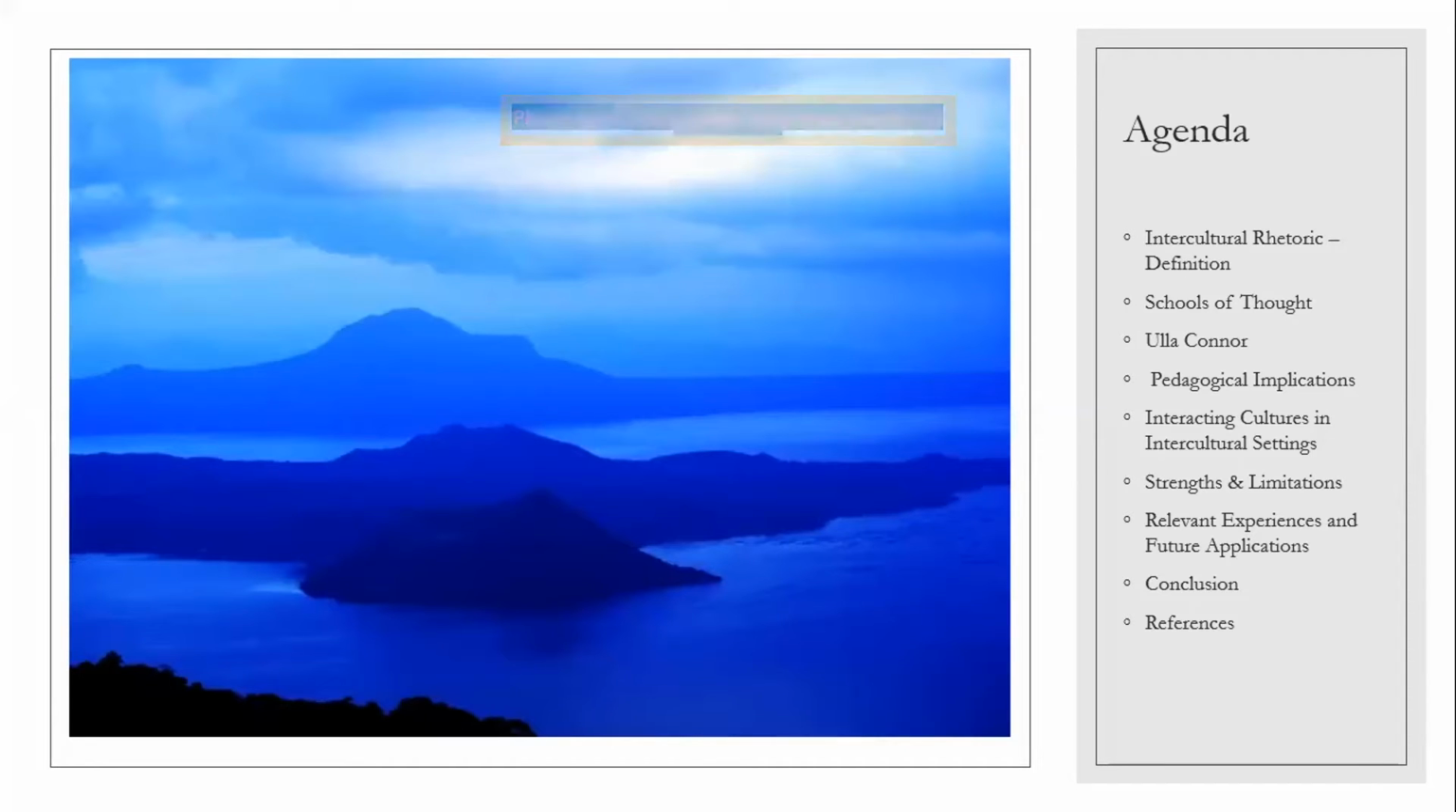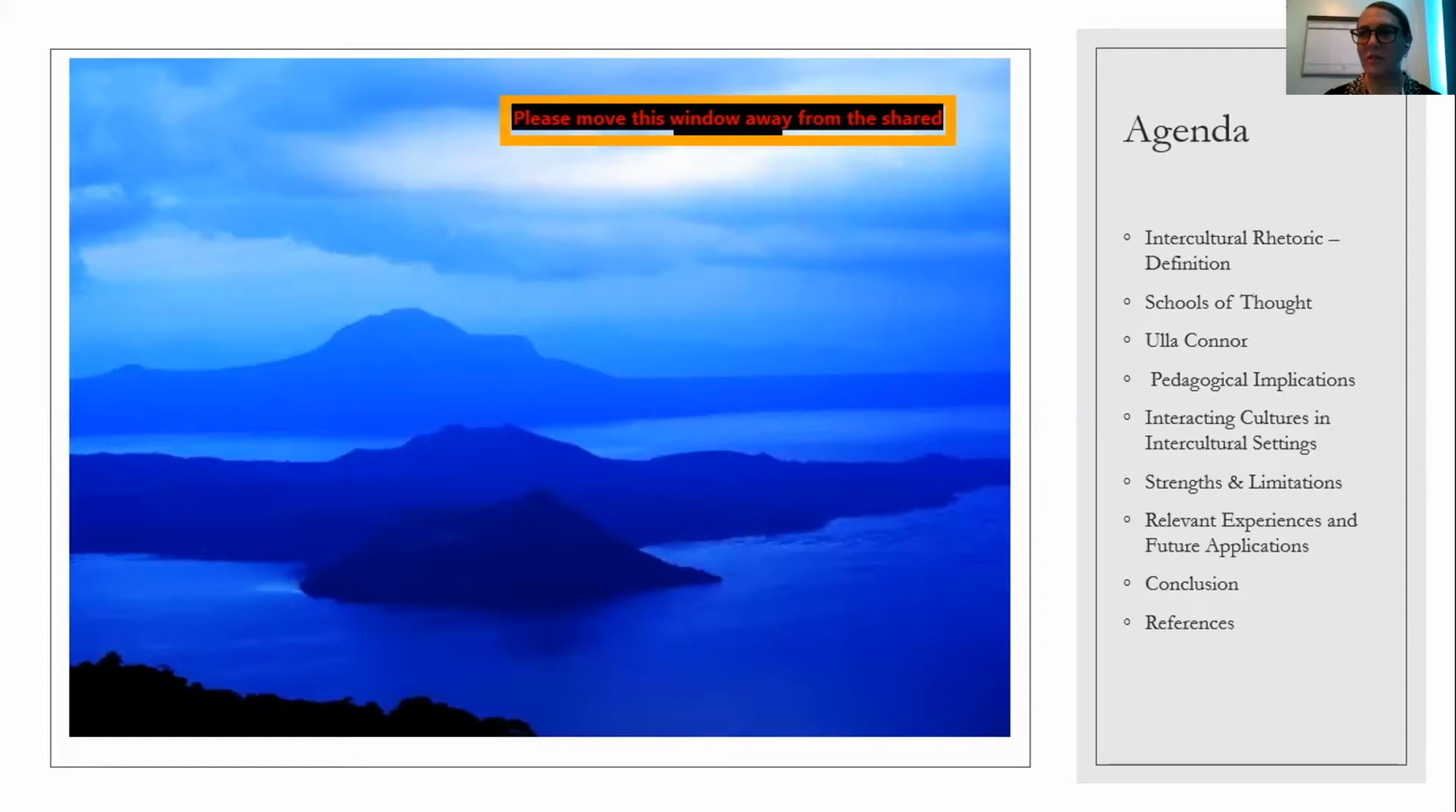So here's our agenda. We will discuss and define intercultural rhetoric, display different schools of thought, and we will introduce Ulla Connor as a leading researcher in the field. We will illustrate pedagogical implications and how different types of cultures interact in intercultural settings. Next, we present strengths and limitations of this approach and our relevant experiences and future applications. Lastly, we will finish with conclusions and any questions you may have.